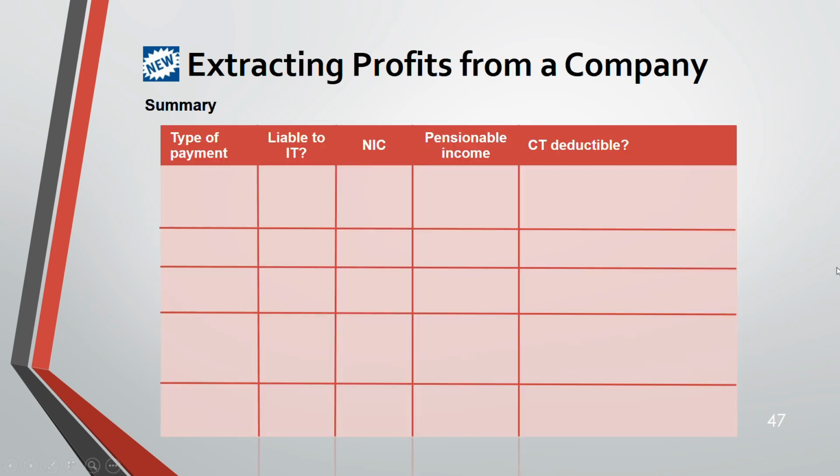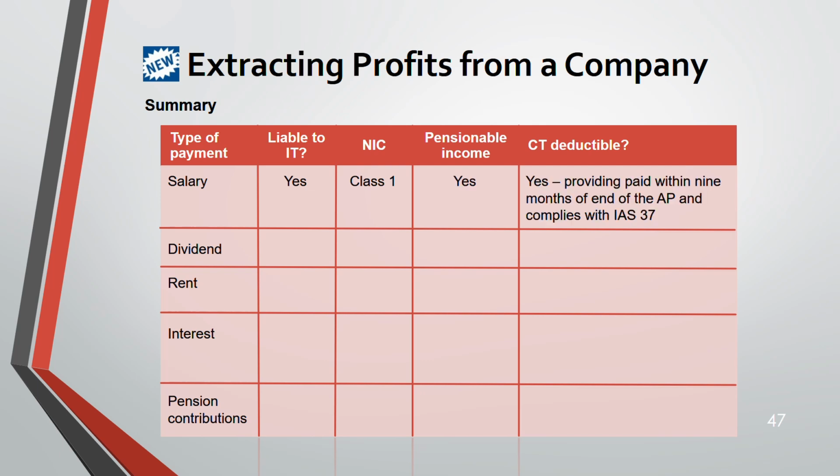So this summary is going to help you a lot. So type of payment: salary, liable to income tax. Okay, next we have dividend, we have rent, interest, and pension. If it's a salary, yes, you are liable to income tax. Yes, you are liable to class 1 NIC. Pension income, yes, it's a pensionable income. Corporation tax deductible, yes, providing paid within 9 months of the end of the accounting period. You have to pay that salary within 9 months of the end of the accounting period. Then only you can deduct from corporation tax.